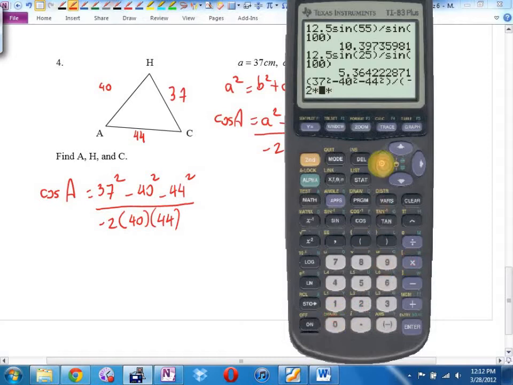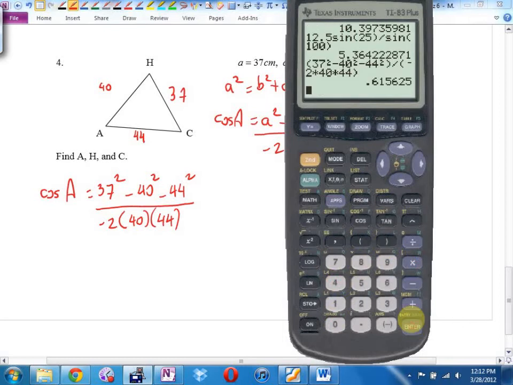Whoop, not times 0. So I don't use brackets as a multiplication symbol on my calculator. And I get angle A, what, huh? Oh, no. That's the cosine.